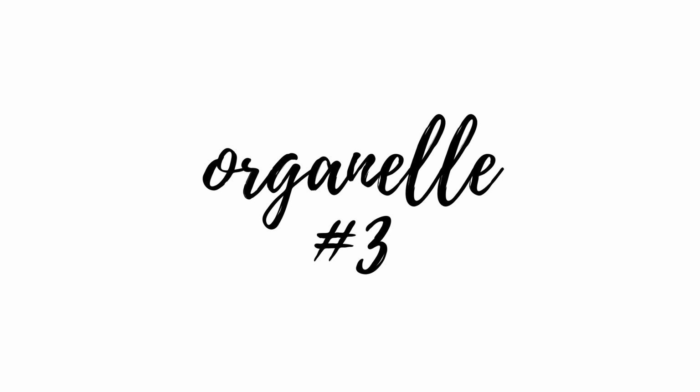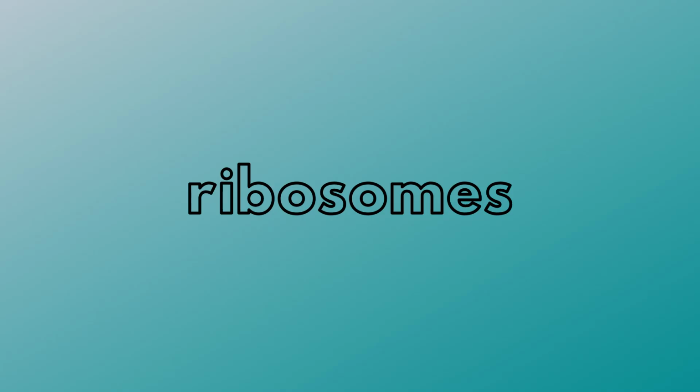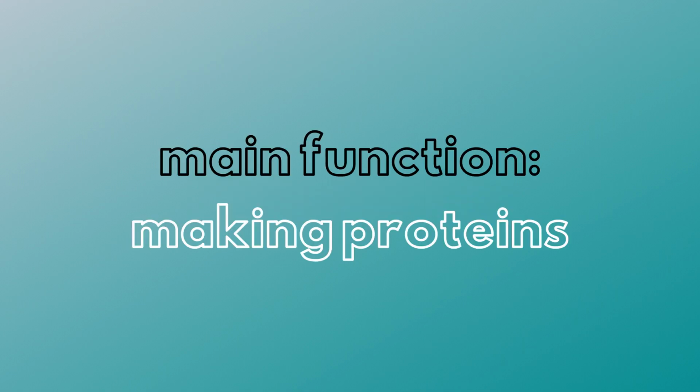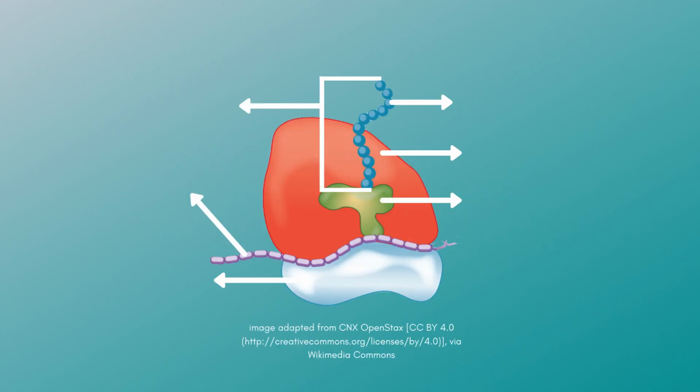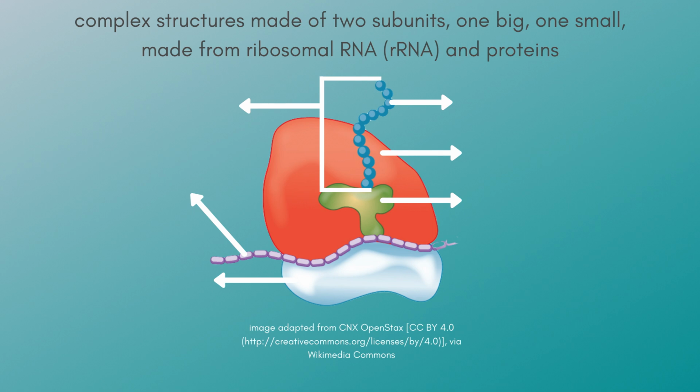Since we've already mentioned them, the third organelle we'll look at are ribosomes, which are found in all cells. Their main function is protein production. This is a ribosome, or a complex structure comprised of two subunits, one big, one small, and it's made of rRNA, or ribosomal RNA, which is made in the nucleolus, as well as other proteins.